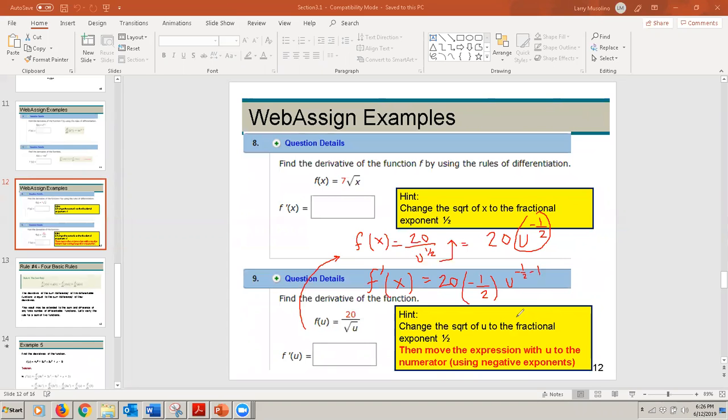All right, let me just clean this up. 20 times negative 1/2, that's negative 10. And then negative 1/2 subtract 1 is negative 3/2. So I end up with negative 10 times u to the negative 3/2. And if I wanted to get rid of the negative exponents, I could move that u to the negative 3/2 down to the bottom. So it'd be negative 10 over u to the positive 3/2.